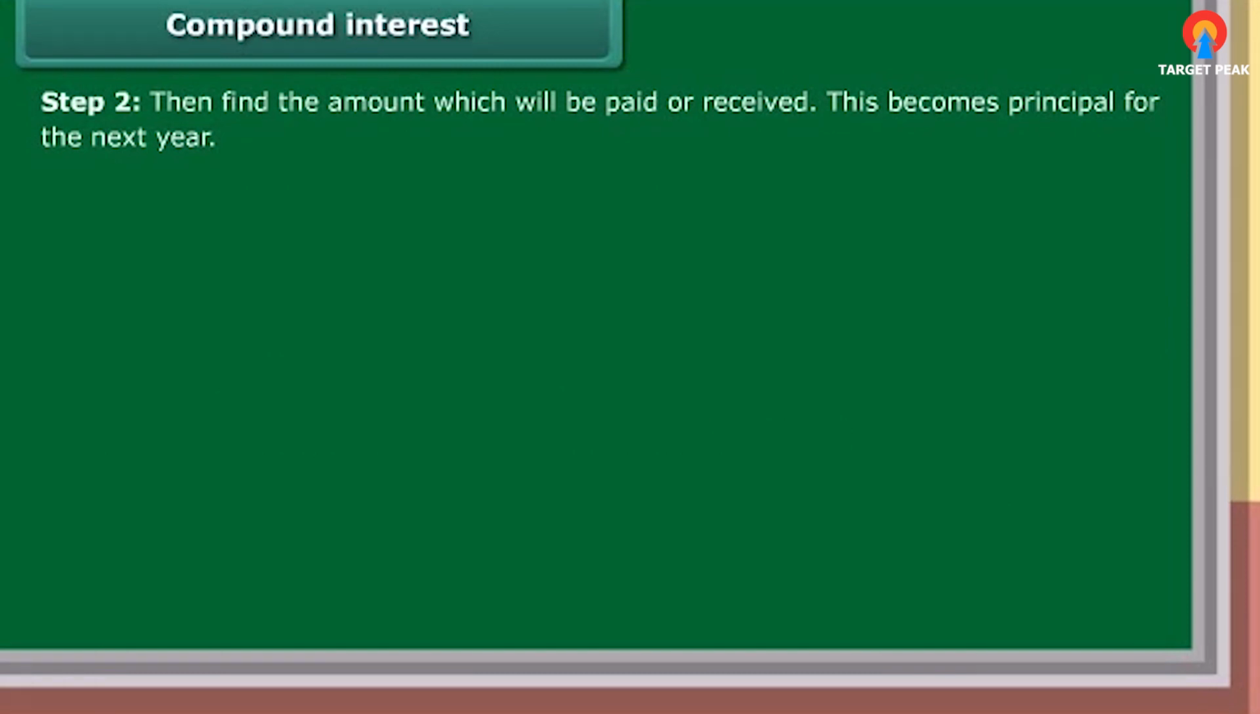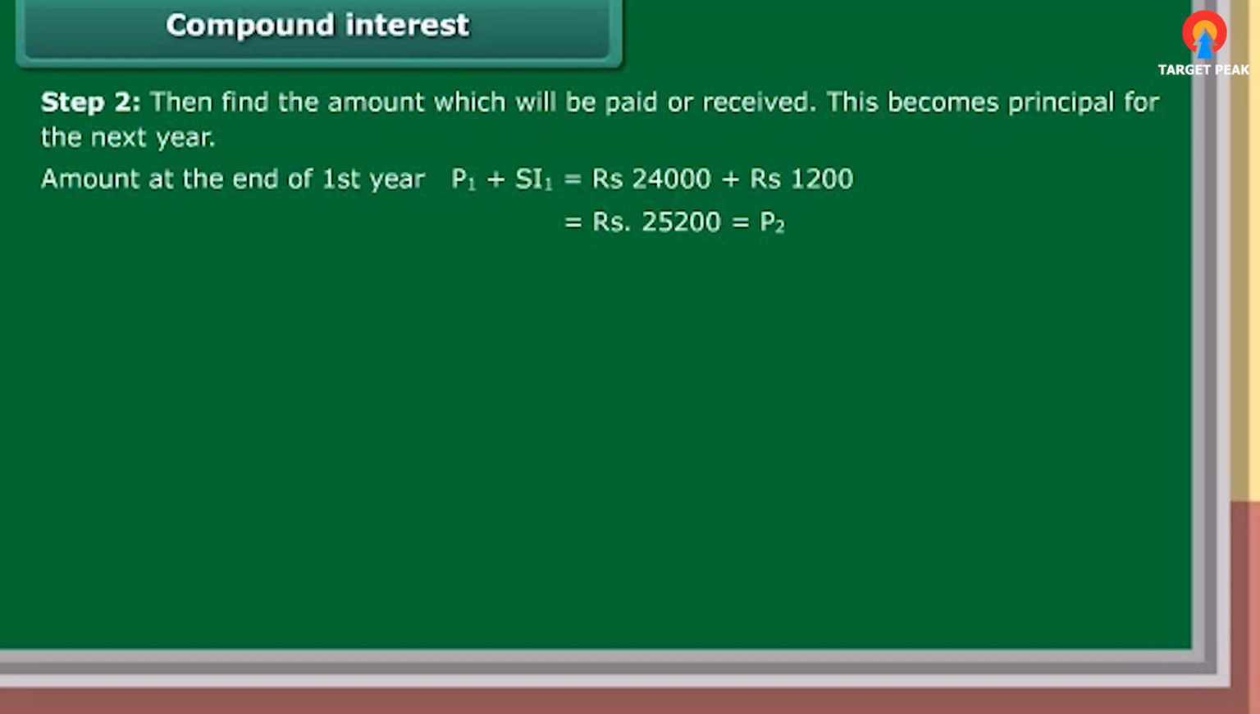Step 2. Then find the amount which will be paid or received. This becomes the principal for the next year. Amount at the end of the first year = P1 + SI1 = rupees 24,000 + rupees 1200 = rupees 25,200 = P2.